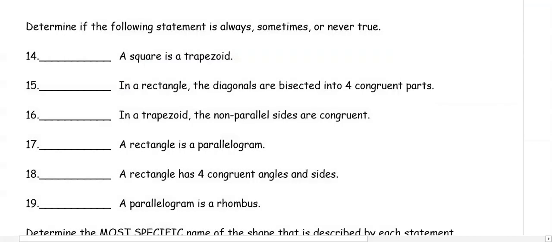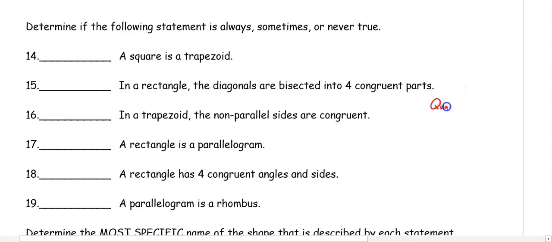Now let's try some trickier true or false questions. This time we're going to do sometimes, always, never. An always question means that it's always true. A sometimes question means that we can think of a case where it's true or false, and never is when it's always false. Now, with these questions, one thing that might be helpful to remember is our family tree.